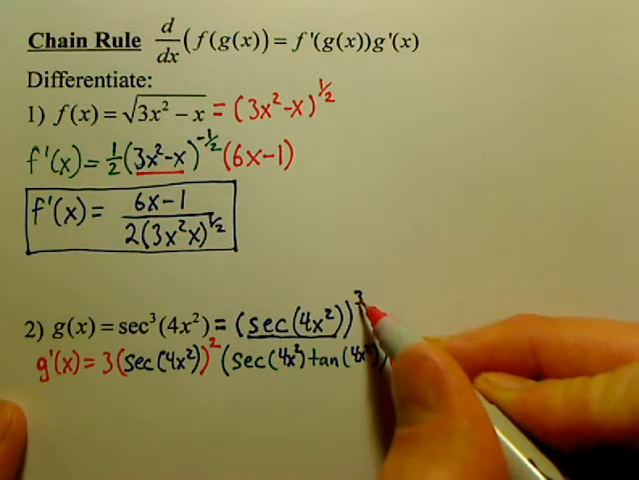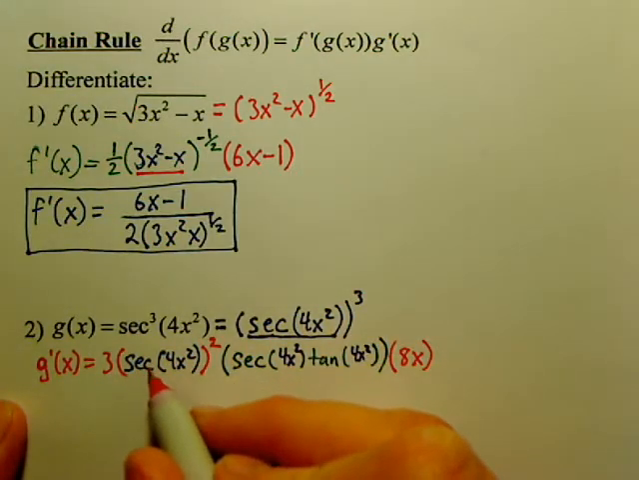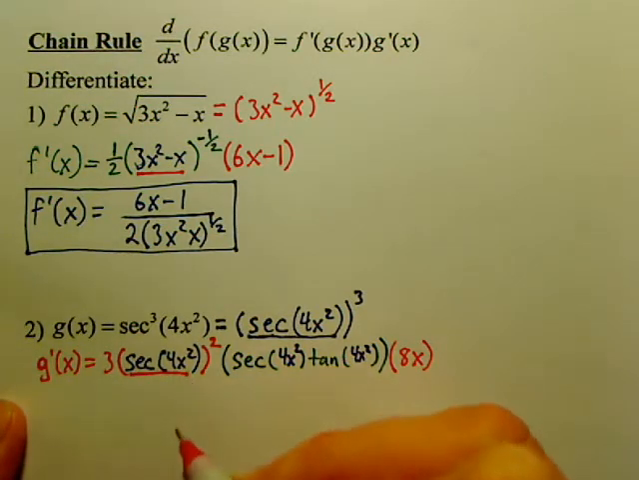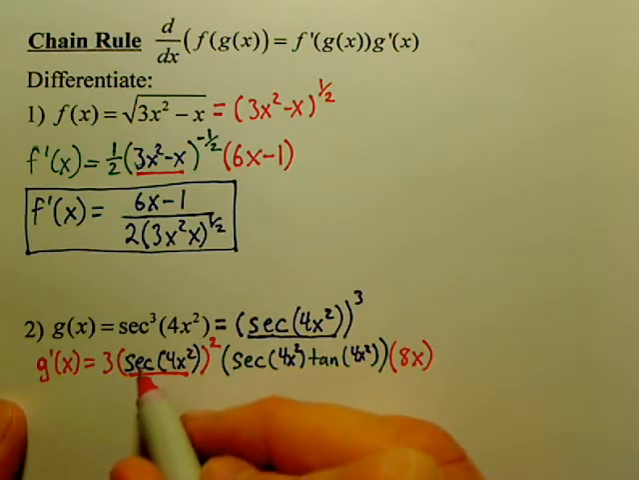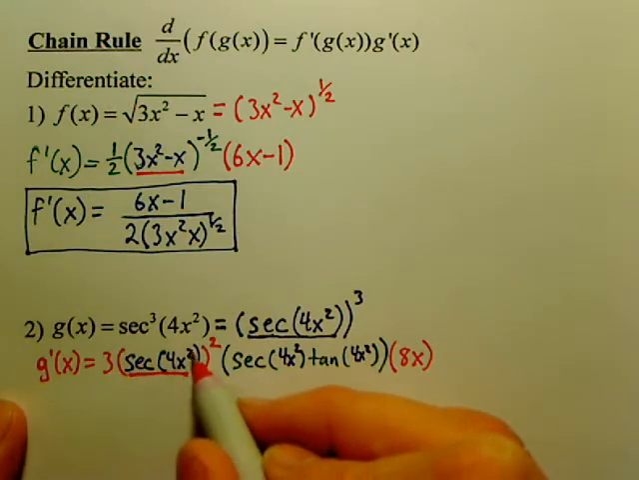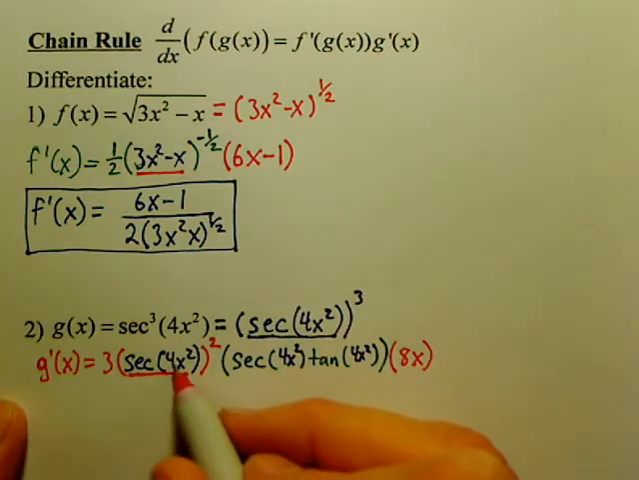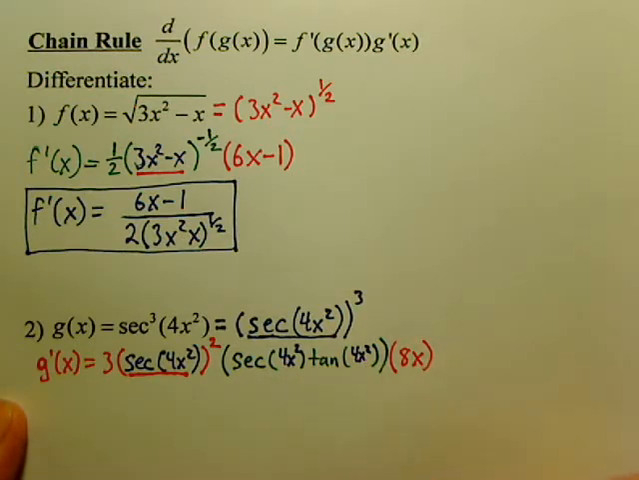Okay, take the 3 out front, drop the power by 1, leave the inside. Now I am going to be taking the derivative of the inside. The derivative inside, well, that's another chain rule by itself. So what we got here is secant, so I derive the outside of the secant, the inside is 4x squared. So the derivative of secant is secant tangent in green. Leave the inside, leave the 4x squared. All right. Now I got to derive the inside, which is the derivative of 4x squared, 8x.